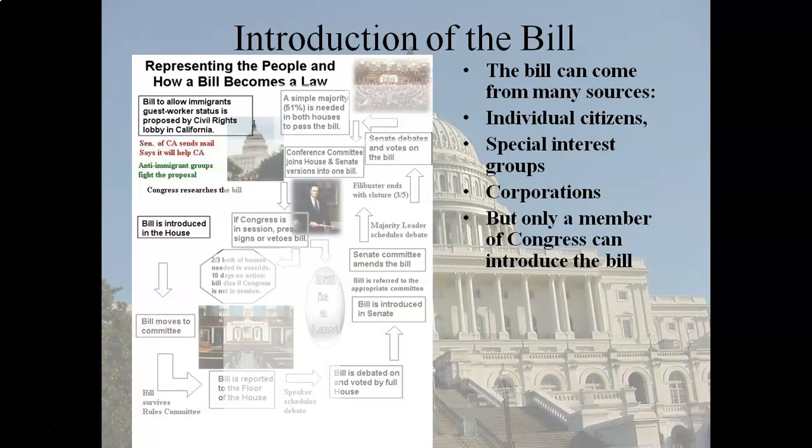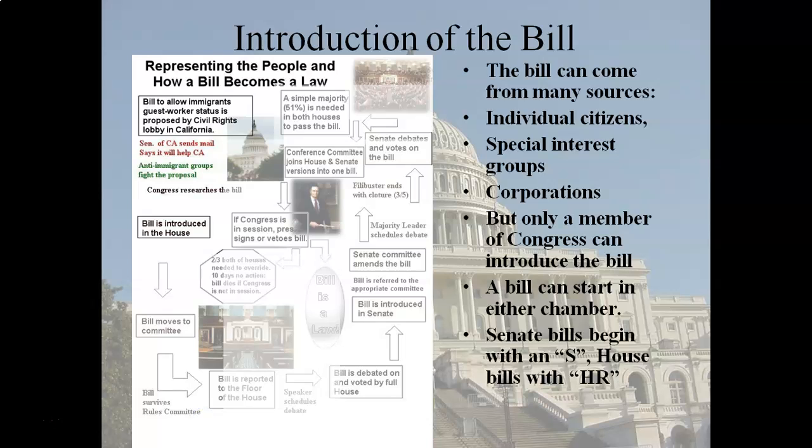But the important thing to remember is that only a member of Congress can formally introduce the bill. So if any of these special groups or individuals do write up a bill, they have to get it to a member of Congress, and that member of Congress then has to submit it. A bill can start in either chamber, and this is important to know. It can start in either the House of Representatives or the Senate. For the purposes of this presentation, we're going to assume the bill is going to start in the House of Representatives, but do keep in mind a bill can start in either chamber.